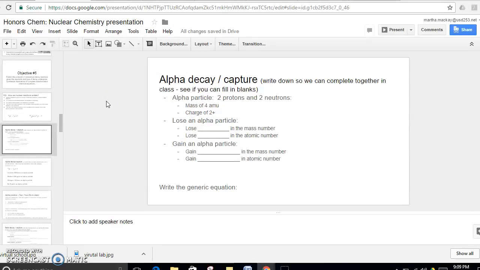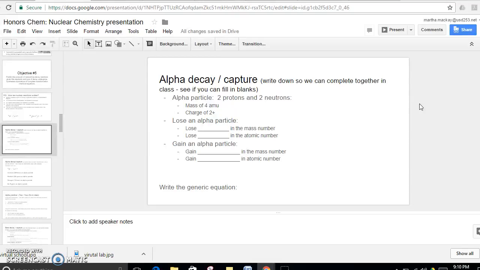The reason that I don't have this in presentation mode is because I want to fill this in with you as we go. So for alpha decay and capture, you're going to write this down so we can complete this together in class, but I'm going to go ahead and fill in these blanks with you so you can get all of this information down. An alpha particle is literally 2 protons and 2 neutrons. Because it's 2 and 2, it's going to have a mass of 4, and it has a charge of 2 plus coming from the 2 protons.